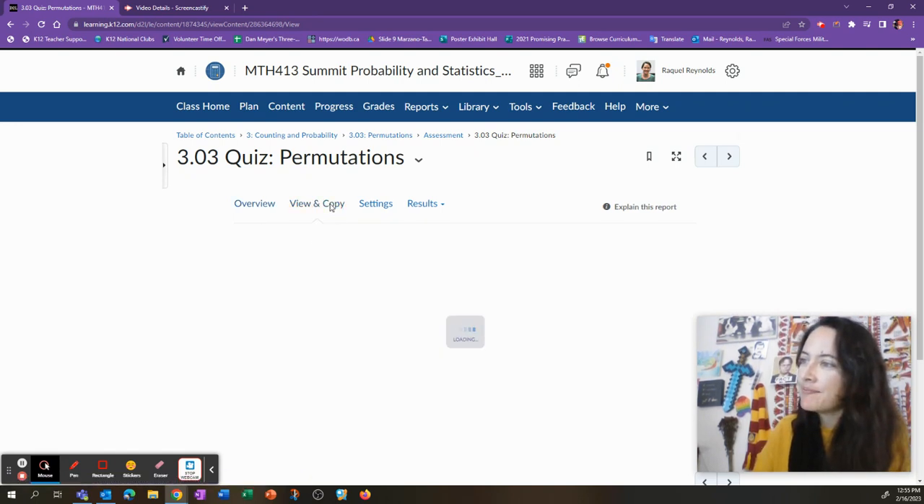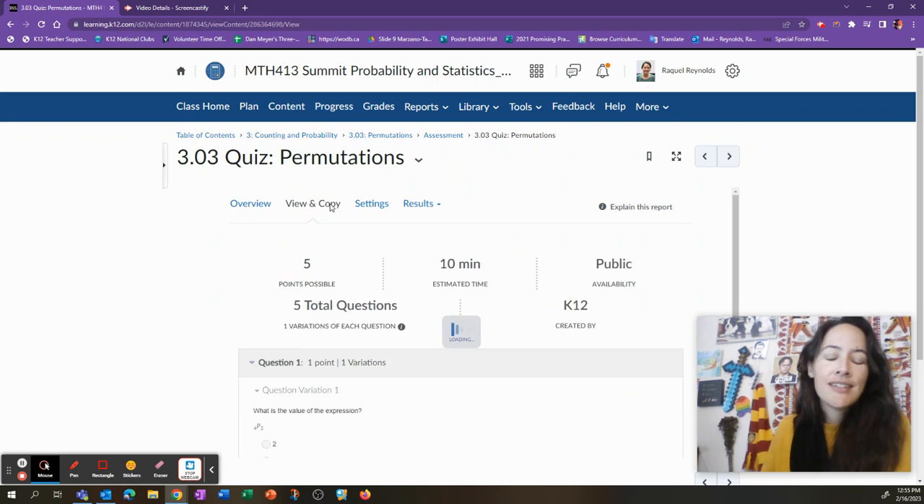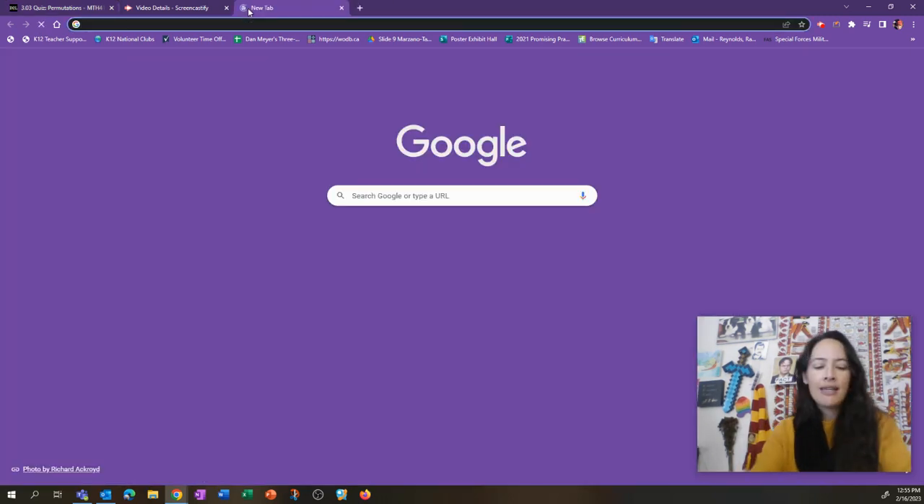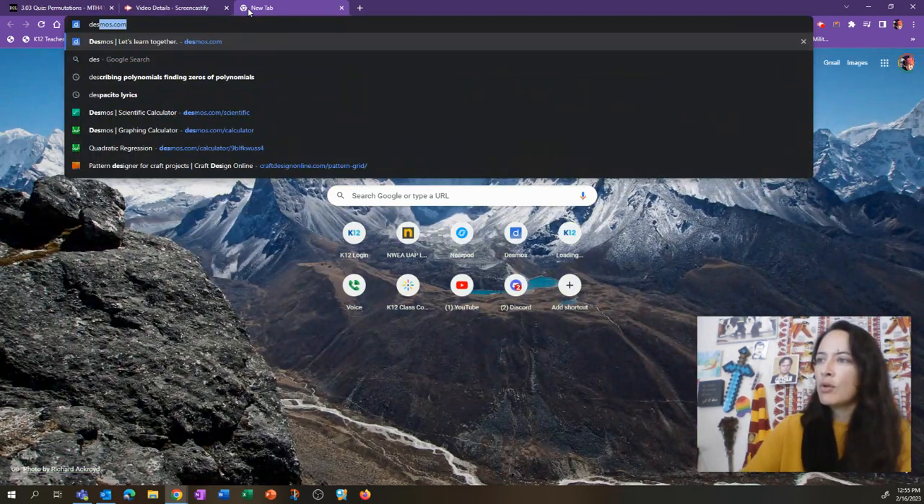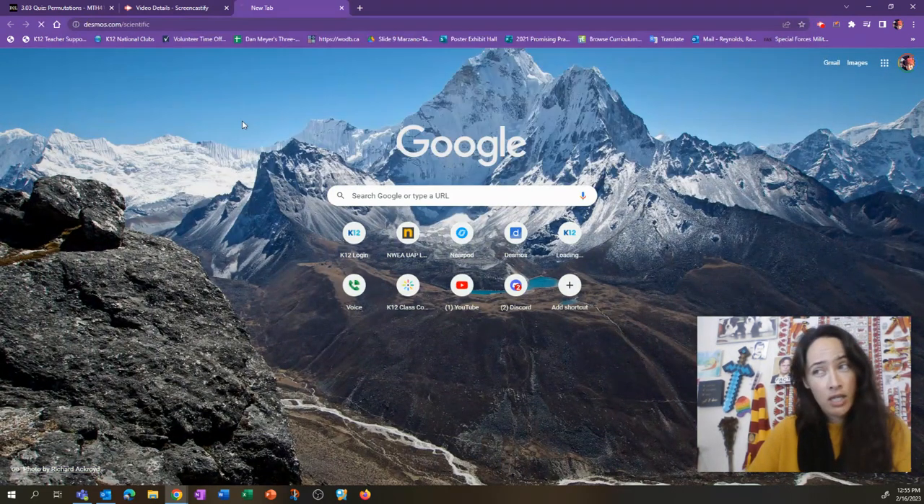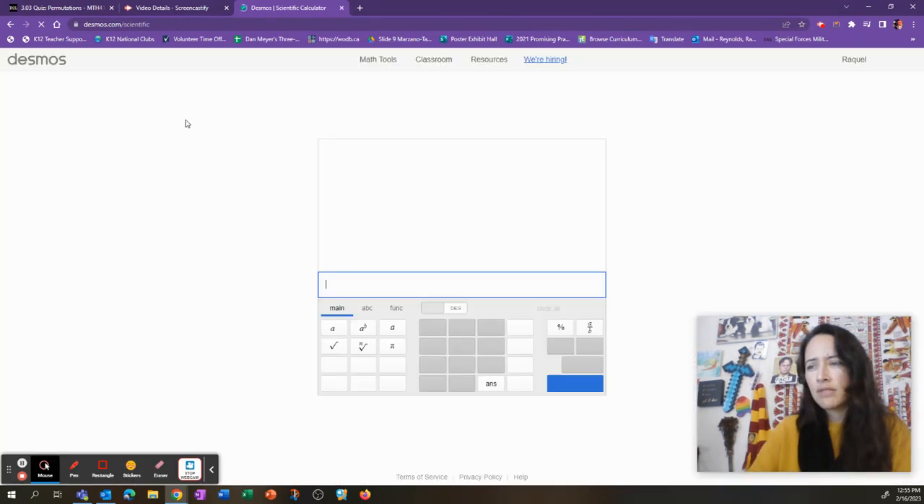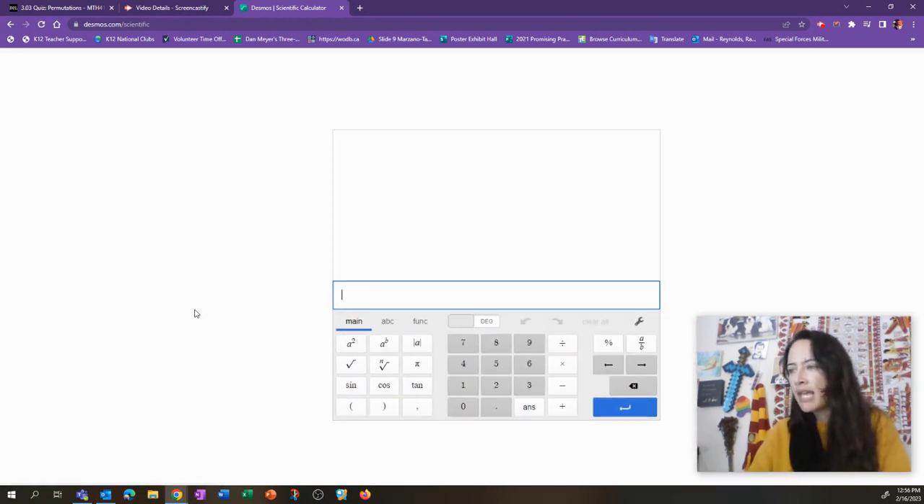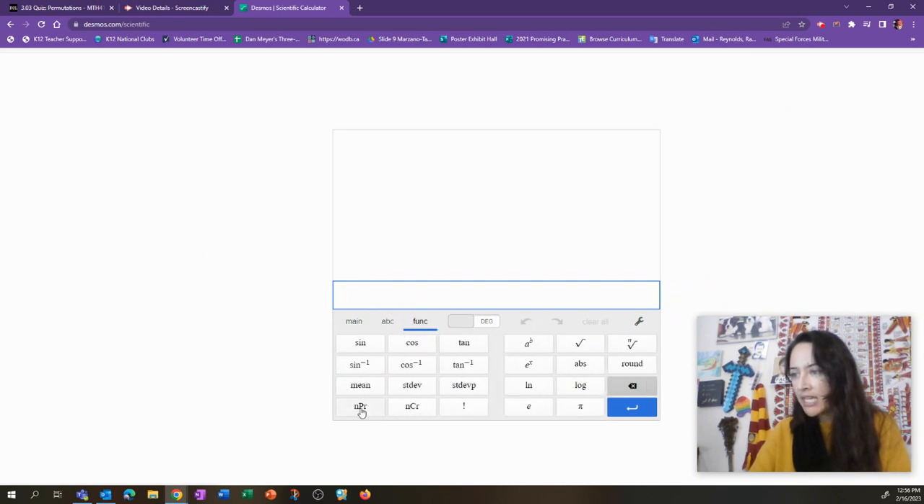Permutations. Yes, here we go. What is the value? Okay, this is great. This is a different notation, but I discovered something that made me super happy. Let us go to Desmos Scientific. Cool. Here we go. Desmos Scientific. Well, that doesn't look great. ABC, no. Function. NPR. National Public Radio.